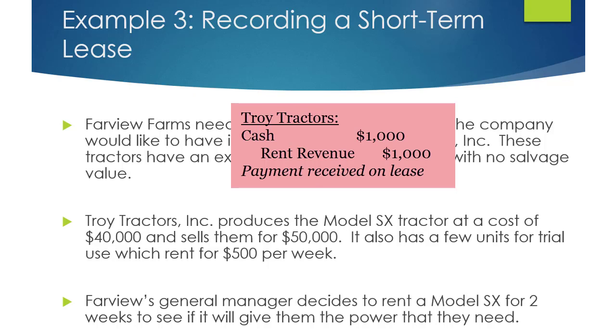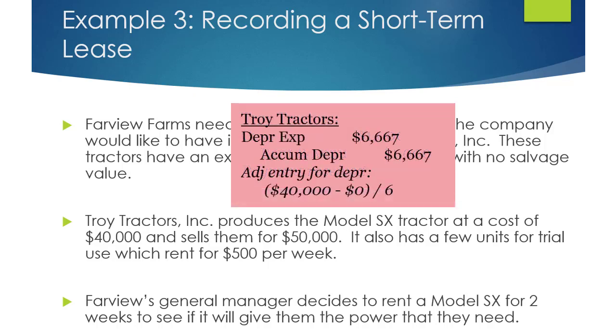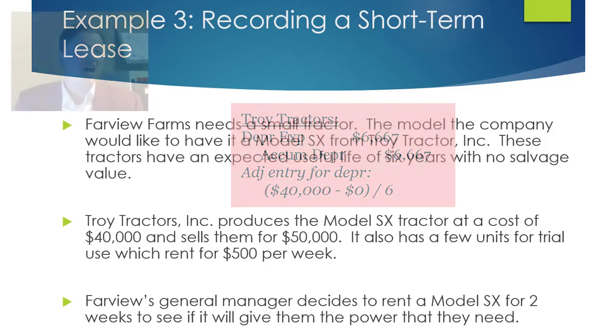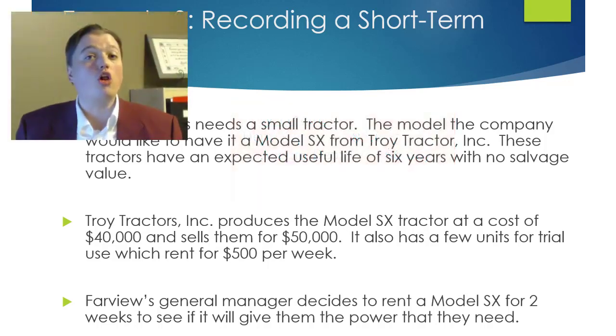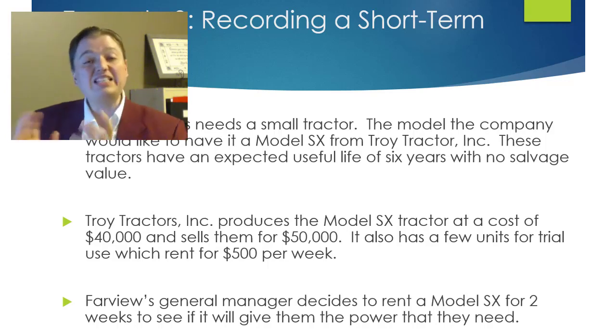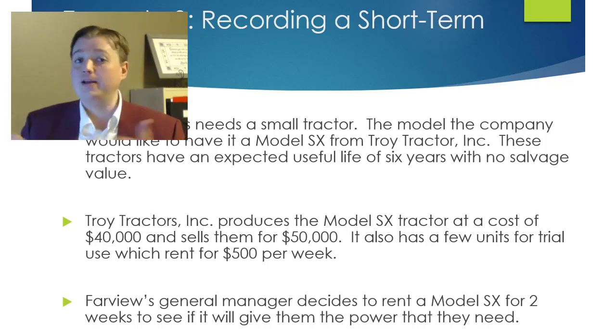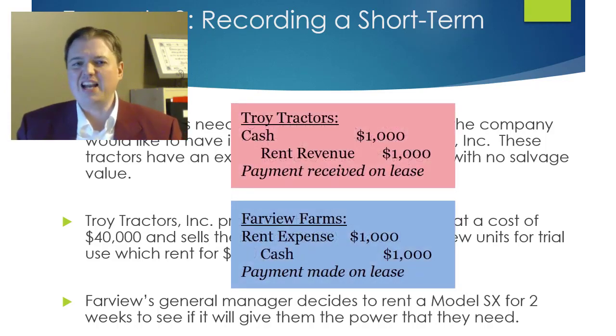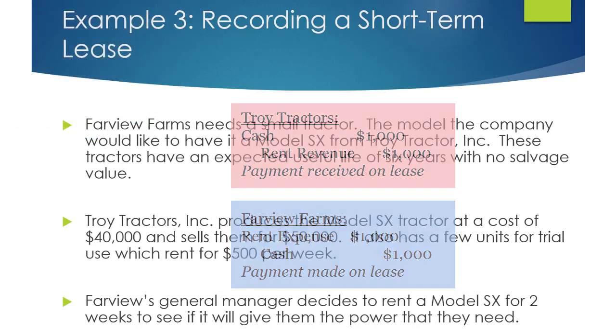At the end of the year, Troy Tractors would also have to depreciate these rental units, but that's kind of beyond what we're doing because we're only looking at this 2-week window. That's it. And this is what we used to do for all operating leases. Most leases were done this exact same way. And now with the new rules, we won't be able to. But they did leave this one exception, and that's all there is to it. Kind of nice, isn't it, to do something that simple after all the calculations we've gone through.